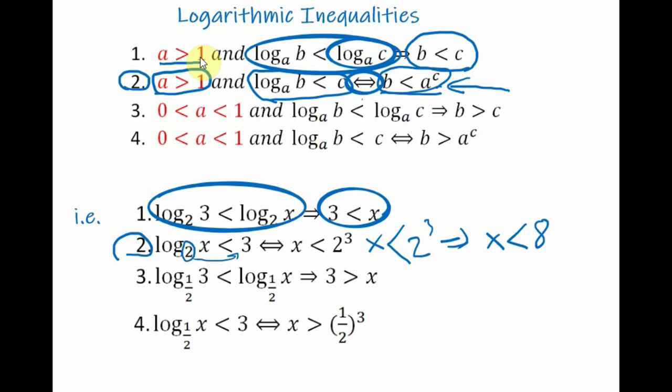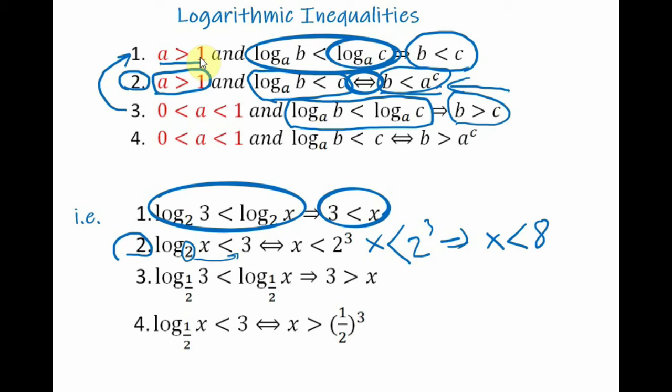And now if you look at feature number 3, if a is less than 1, we all know that the base has to be a positive real number, so it has to be greater than 0. We all know this. So if a is between 0 and 1, once we have such 2 logarithms, where logarithm of b in base a is less than logarithm of c in base a, in this case, b has to be greater than c, unlike number 1.